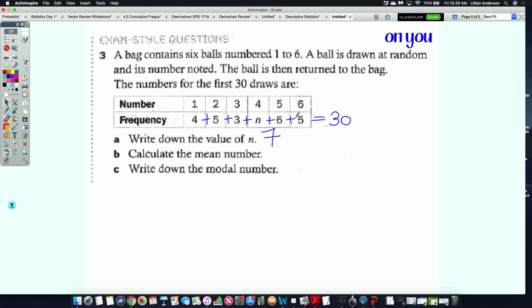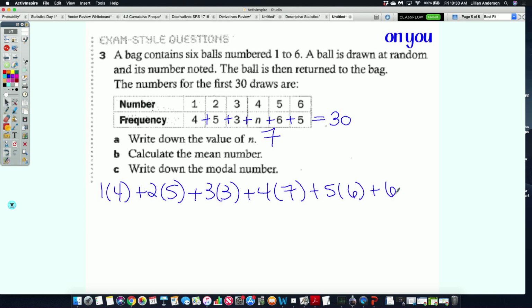Then you have to calculate the mean number. Well, you have your x values, you have your frequency, so what should you do with them? So that's 1 times 4, plus 2 times 5, plus 3 times 3. And unfortunately, you do need to know your value of n, so then that way you can actually find the mean of your data. Once I multiply those and add them up, I divide by 30, because that's how many draws you did. And what is the mean? 3.7. It ended at 7? Yes. Okay.